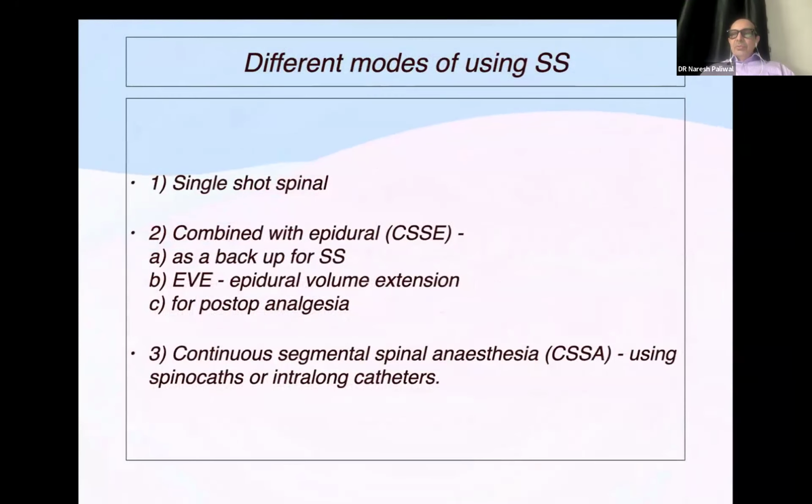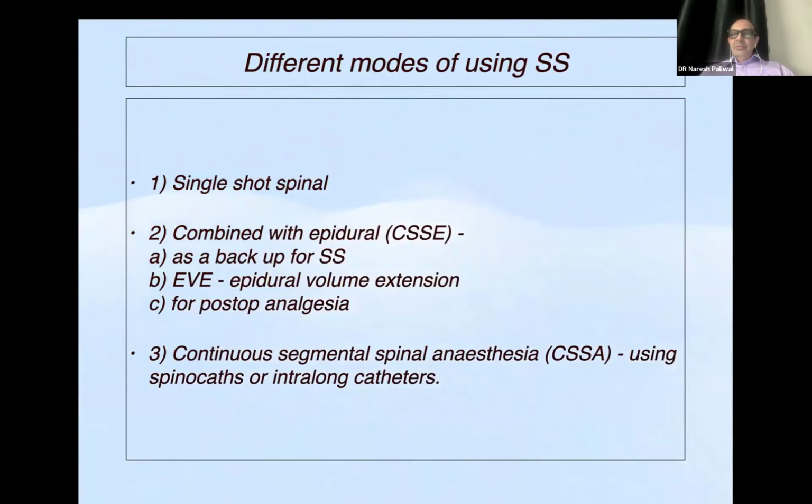Now, there are 3 different modes of using segmental spinal. Either it can be a single shot spinal for short to mid duration surgeries of 90 to 120 minutes, or it can be combined with epidurals. Here, the epidural can be handy, especially in very morbid, ill patients where you want to use a very low dose in segmental spinal. There, the epidural is handy not only as a backup, but also through the epidural volume extension technique. You can spread the low doses used intrathecally to wider segments. And epidural is also useful for post-op analgesia.